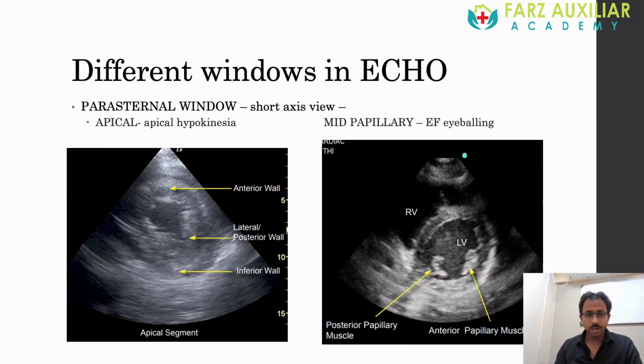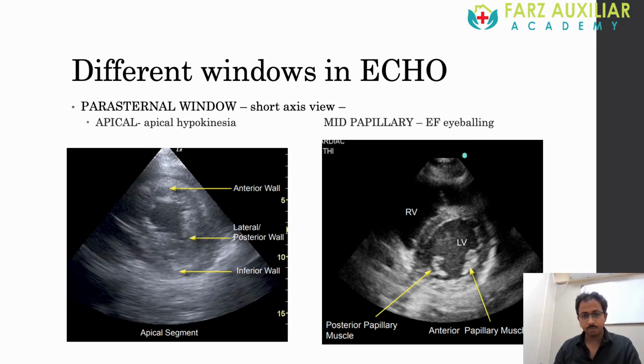Now the parasternal short axis view. If I tilt my probe from apex towards base, there are 3-4 different kinds of images to identify different structures and different pathologies. So to start, if I place it in the apical plane, this is the anterior wall, this is the lateral and posterior wall, this is the inferior wall.